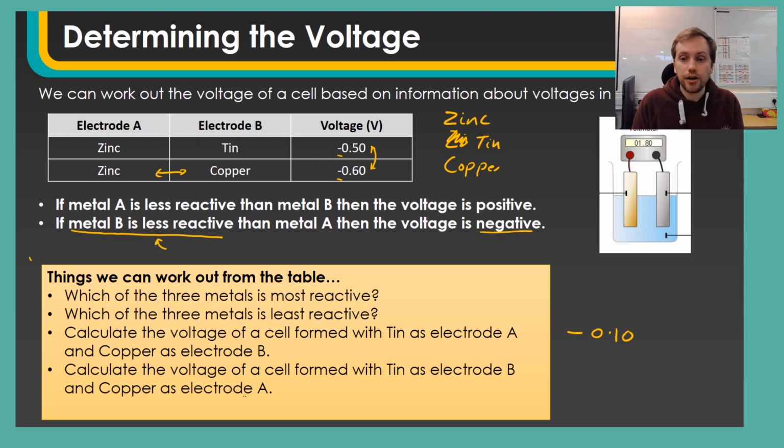And then the second one, I've swapped those two things around. So the least reactive thing is now on A. So copper is now on A. Metal A is less reactive than metal B, therefore it's positive. And the size, the magnitude, will still be the same, 0.1.